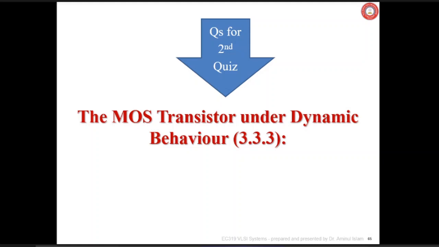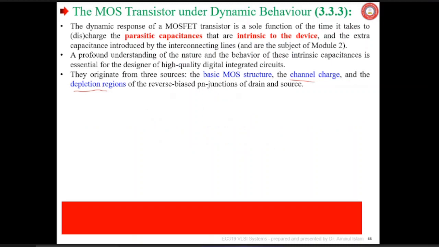Now we are going to discuss the transistor under dynamic behavior. Mainly in this we are going to discuss the capacitance of the MOSFET. We have discussed it to some extent. We have also seen, I think, the small signal model. Now once again we are going to revisit it, and we'll go fast.